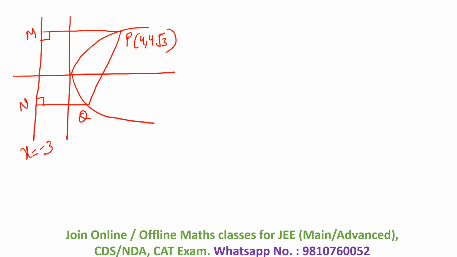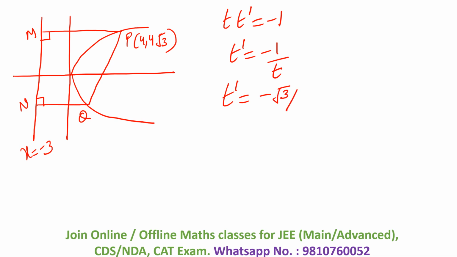right? Now students, if you have studied parabola thoroughly, then you must know that if t and t' are the parametric values of the two endpoints of a focal chord of the parabola y² = 4ax, then t into t' is equal to -1. So that means t' is equal to -1 upon t. Now here t refers to the parametric value for the point P and t' refers to the parametric value for the point Q. So t' is going to be -1 upon t, and t we have found as 2 upon √3. So it becomes -√3 upon 2.